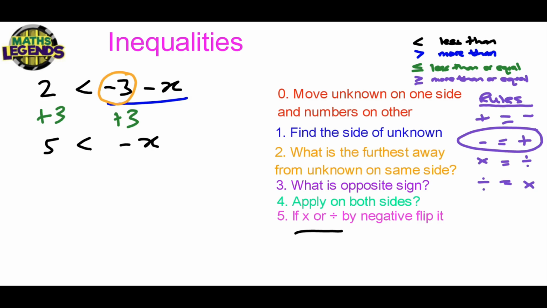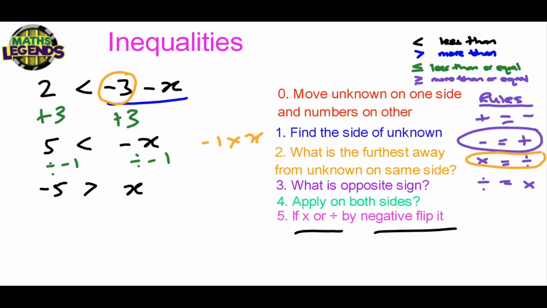Now, minus x is the same as minus 1 times x. So the rule we're interested in this time is times or divide. So we divide by minus 1 on both sides, and we simplify. So 5 divided by minus 1 is minus 5. Now, because we divided by a negative, our sign changes, we need to flip it. So we make it more than, and minus 1 divided by minus 1 is 1, so it's just x. So our answer must be x less than minus 5.